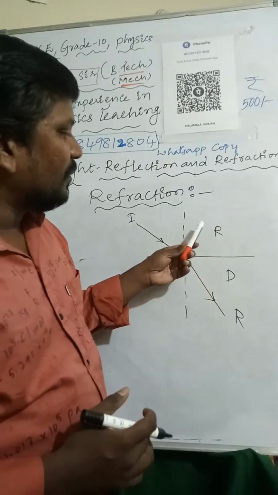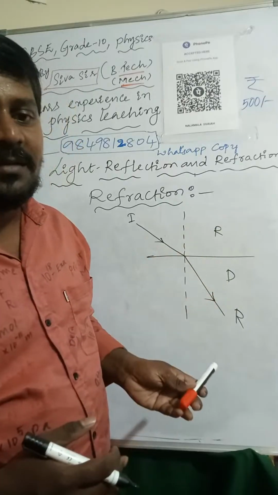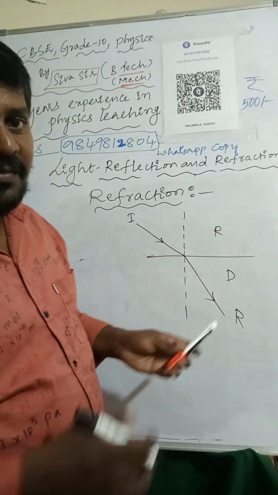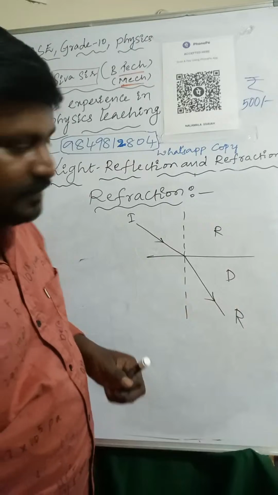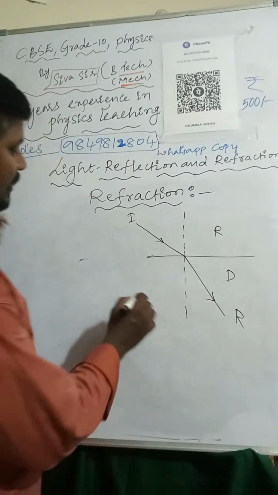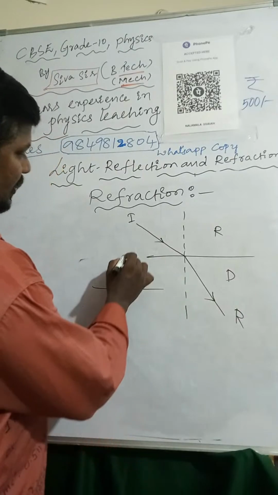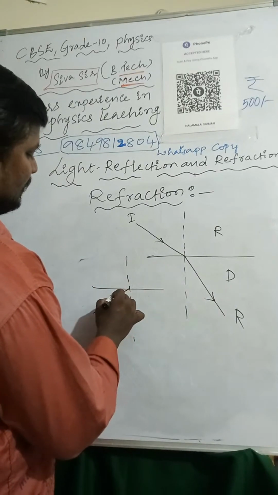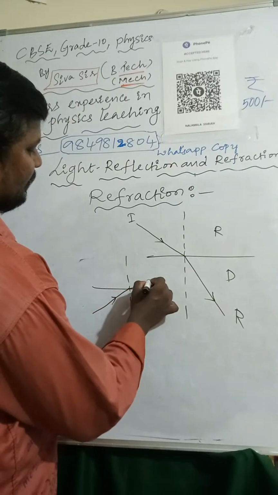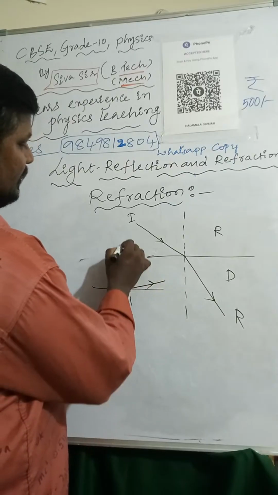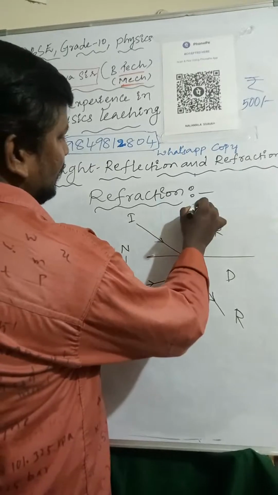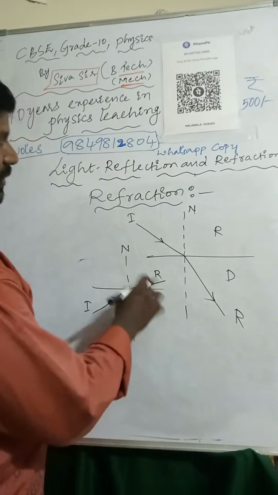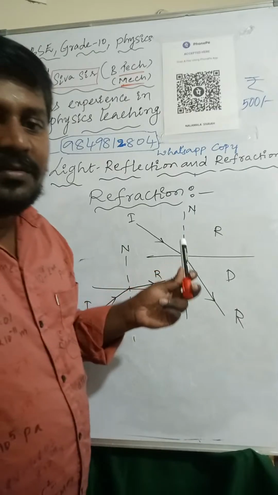Here you need to understand one thing. When it is moving from rarer to denser, it bends towards the normal line. If it is moving from denser to rarer, see here, I'm taking the normal line like this. This is the incident ray and this is the refracted ray.